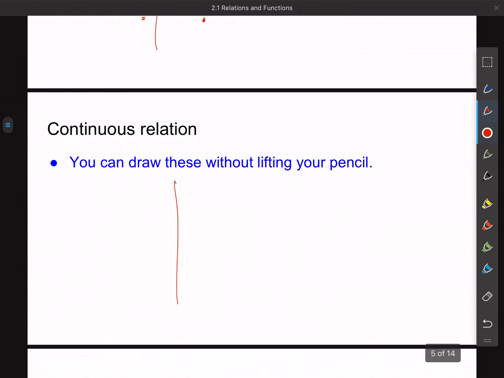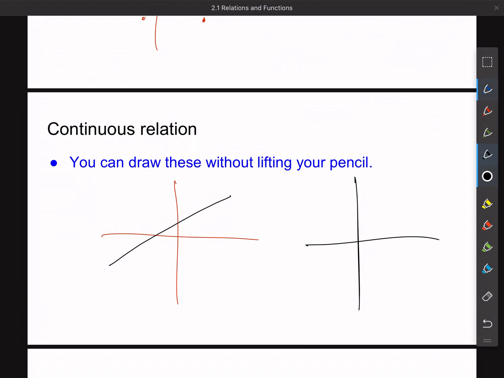Continuous, however, you can draw without lifting your pencil. Looking at a line, for instance, I can draw a line without lifting my pencil. I can draw a parabola. There are so many examples we could give, whatever you can draw without lifting your pencil. Anyway, these are all continuous, so there are no gaps.